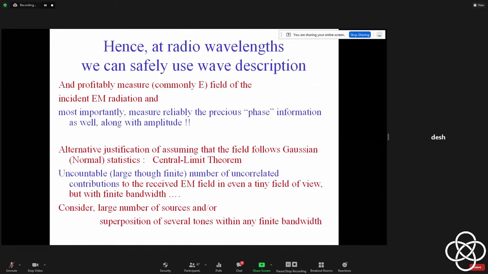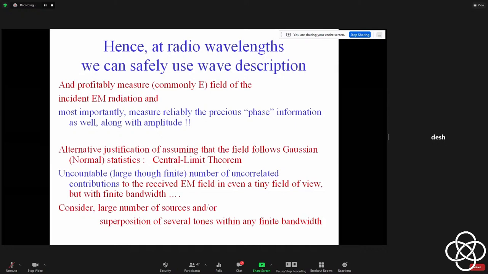So the important point of all this is that at radio wavelengths, we can safely use the wave description and profitably measure the field directly, the electric field component of the electromagnetic radiation we receive. The most precious information in terms of phase becomes available along with the amplitude, and suddenly lots of things become possible which otherwise are difficult to accomplish, because now we can make phase-sensitive measurements of even the arrival direction of the signals that we get from different directions.